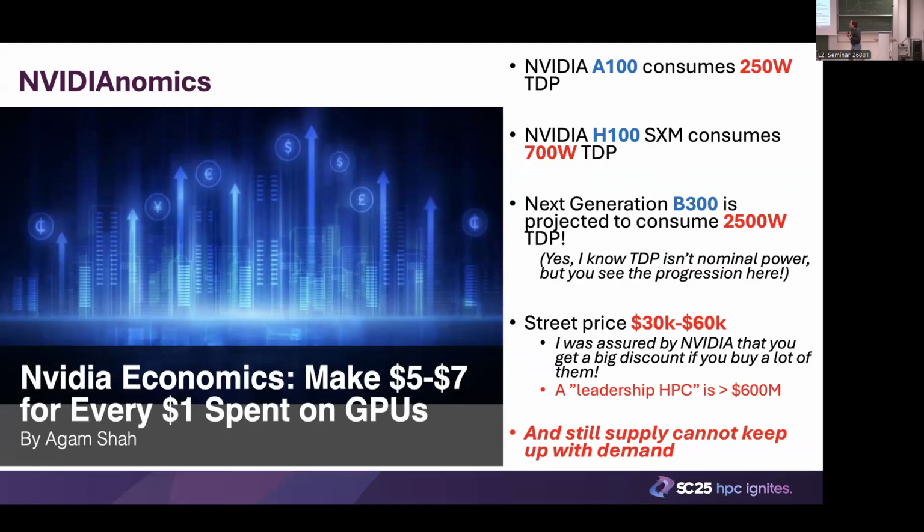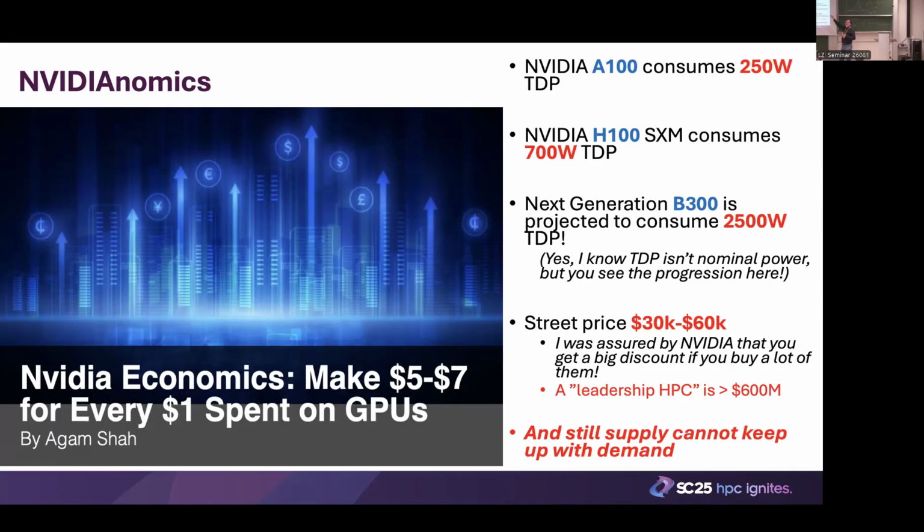So this is NVIDIAnomics, they call it. This is Agam Shah, from Business Week magazine. It's fun to see what the business people think about this. But the claim, and there's a lot of people who dispute whether this can be sustained given the economics, is that the companies make $5 to $7 for every dollar they spend on the GPUs. And so if we look up here, the progression for the GPUs, we had the NVIDIA A100, the Ampere series, was 250 watts power. Then the next generation was the H100, and that was 700 watts. The next generation after that, B300, is 2,500 watts of power. Now, these are peak power, but you can see the trend.